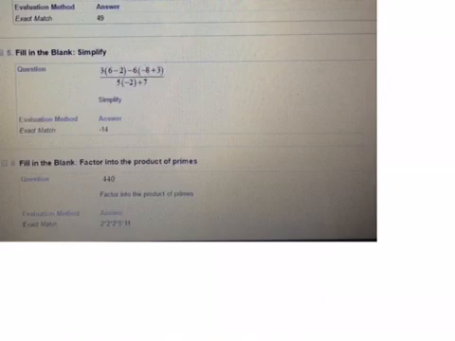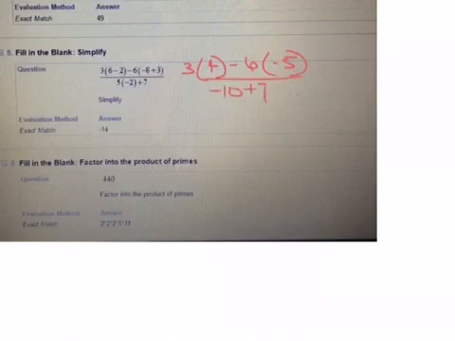Alright, so number 5, we do everything on the top first, then we do everything on the bottom, and then we cross the line and do the division. So we need to remember to do that. So 6 minus 2 is 4, minus 6 times negative 8 plus 3 is negative 5, over negative 10 plus 7. Alright, now we still have to simplify. We don't have just one number on the top and one number on the bottom yet. So 3 times 4 is 12. 6 times negative 6 times negative 5 is positive 30 over negative 3. So that gives me 42 over negative 3, which gives me a negative 14.